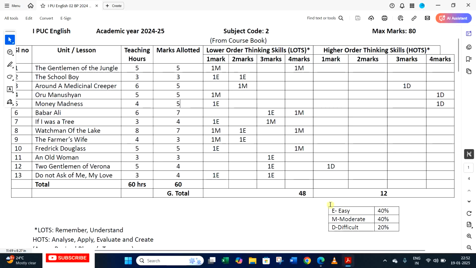So here you can find, my dear students, easy questions, how many questions are asked? 40%. Moderate questions, how many questions are asked? 40%. And difficult questions, how many questions are asked? Difficult, that is 20%. The sum total is 100%, right?